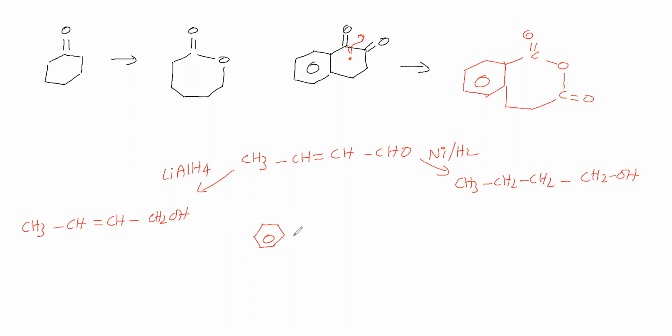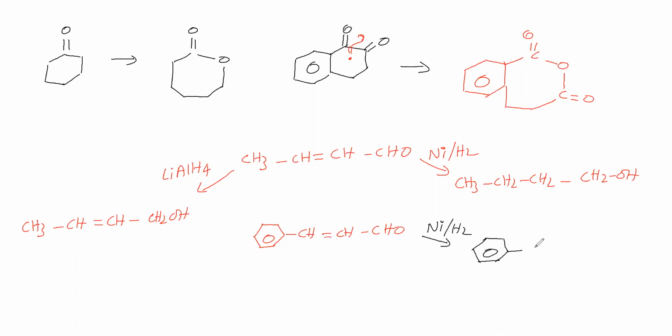Here, phenyl ring, then CH=CH-CHO. Now we will add the catalyst: catalytic hydrogenation, where the catalyst is nickel and hydrogen. So what is happening here? This phenyl ring contains pi bonds. The pi bonds will not undergo reduction under normal conditions; only under drastic conditions will they undergo reduction. So the phenyl ring pi bonds are not affected.